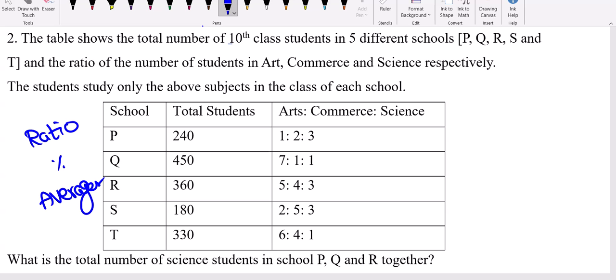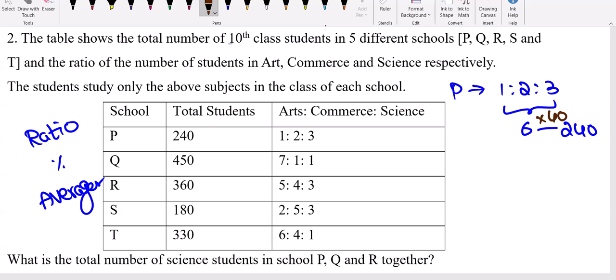See here, in P, arts, commerce and science are in the ratio 1:2:3. 1 plus 2 plus 3 is 6. But the total strength is 240, adding arts, commerce and science. I am getting only 6, and to map 6 to 240 I should multiply by 40. We want science only, right? So this is arts, this is commerce, this is science. So science students in school P is 3 into 40, 120.